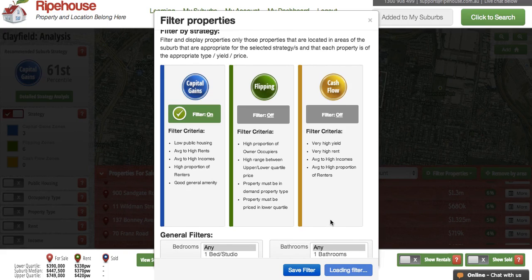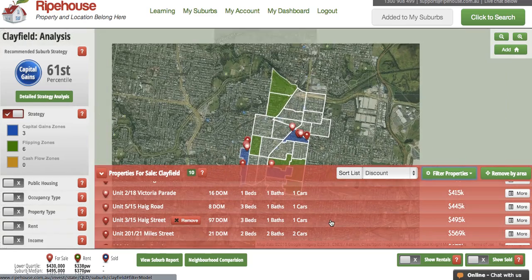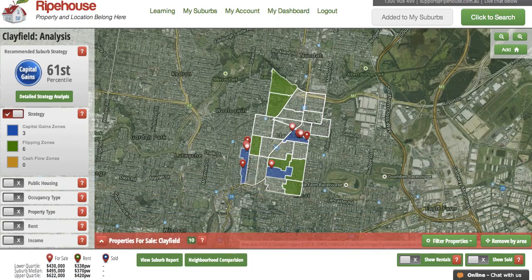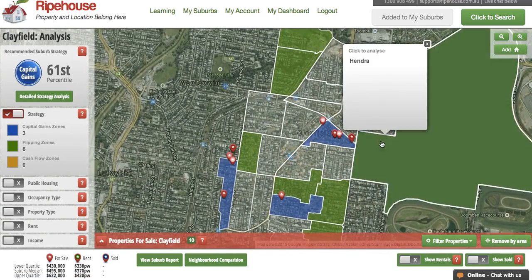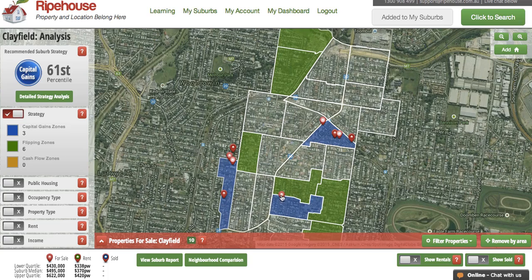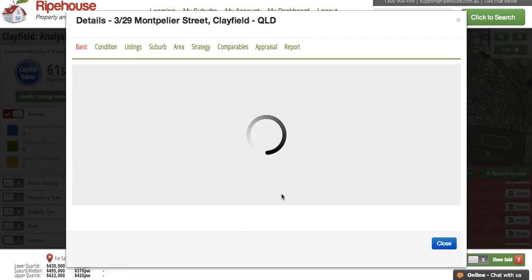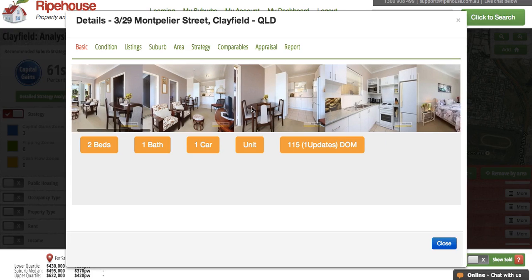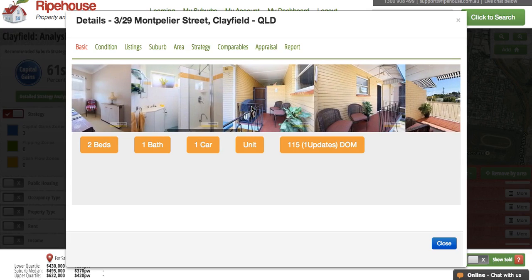This is going to take a few seconds once again. Hopefully it's going to get us down to a manageable number of properties, say under 10, and then we can start looking through those properties individually and appraising them. So it's got us down to 10 properties, the properties that are located in the capital growth areas. Now we can click on these icons and that will load up a property pop-up, which will help us assess this property and make our decision whether it's worth following through with the agent.